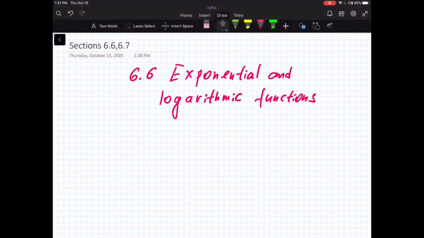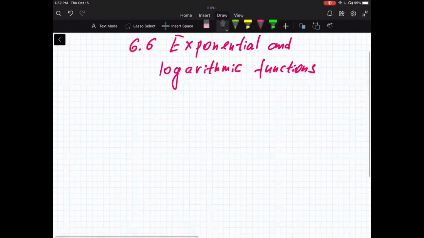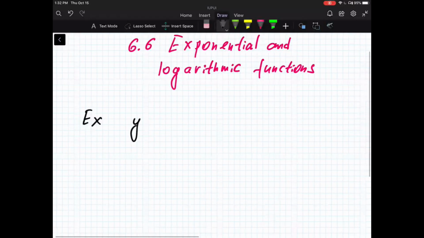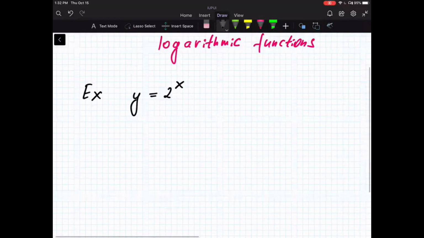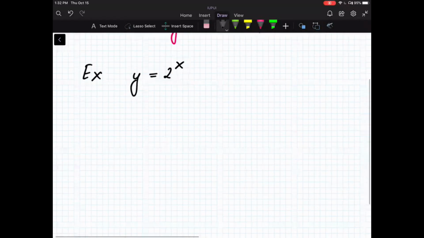Section 6.6 is about exponential and logarithmic functions. Let's start with an example. Consider the function y equals 2 to the power x, and let's sketch the graph.